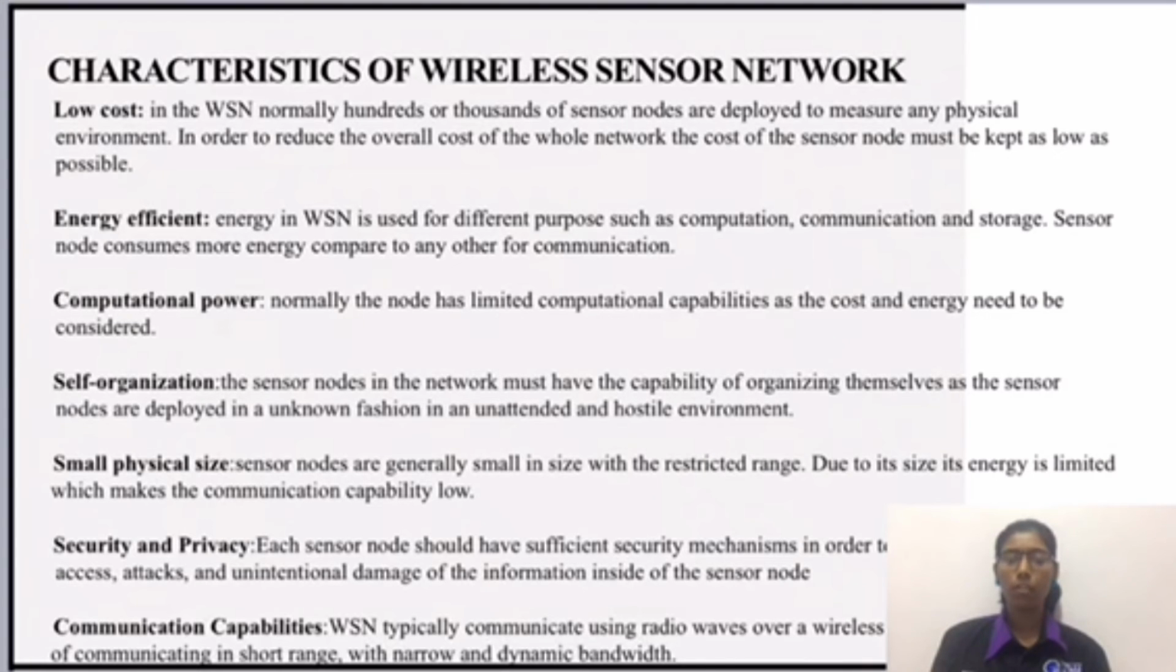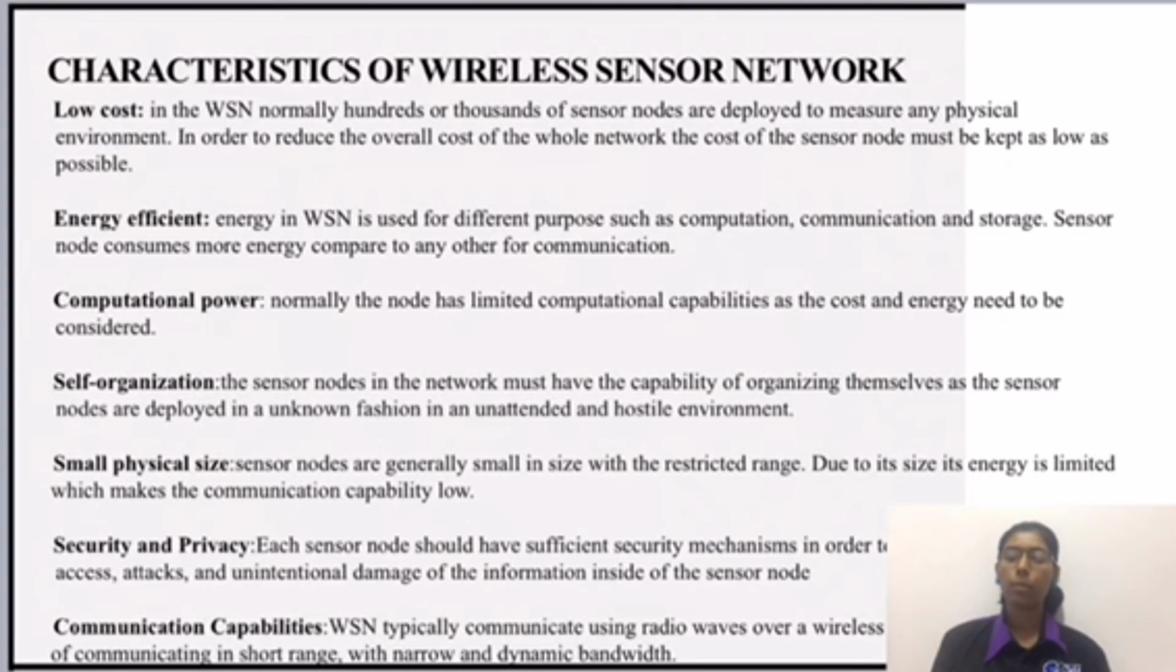The next one is small physical size. Sensor nodes are generally small in size with a restricted range. Due to its size, its energy is limited, which makes the communication capability low. Next is security and privacy. Each sensor node should have a sufficient security mechanism in order to prevent unauthorized access, attack, and unintentional damage of the information inside of the sensor node.